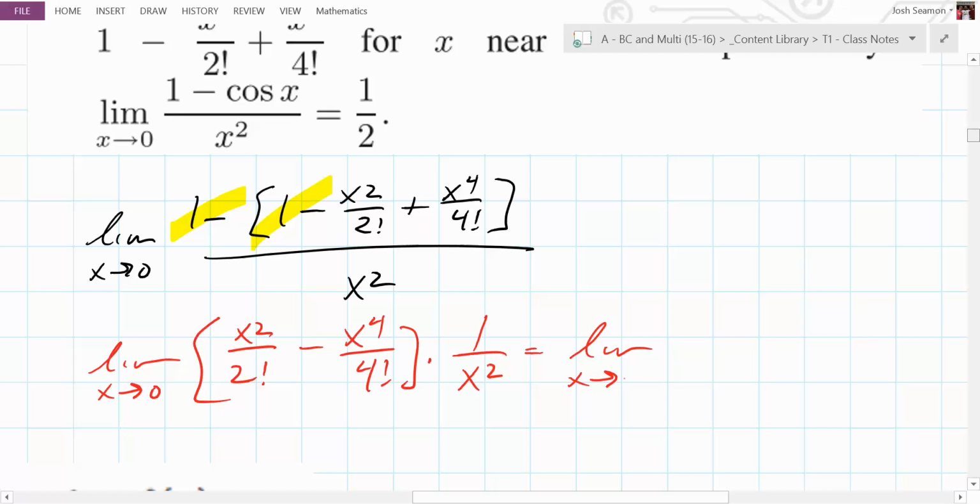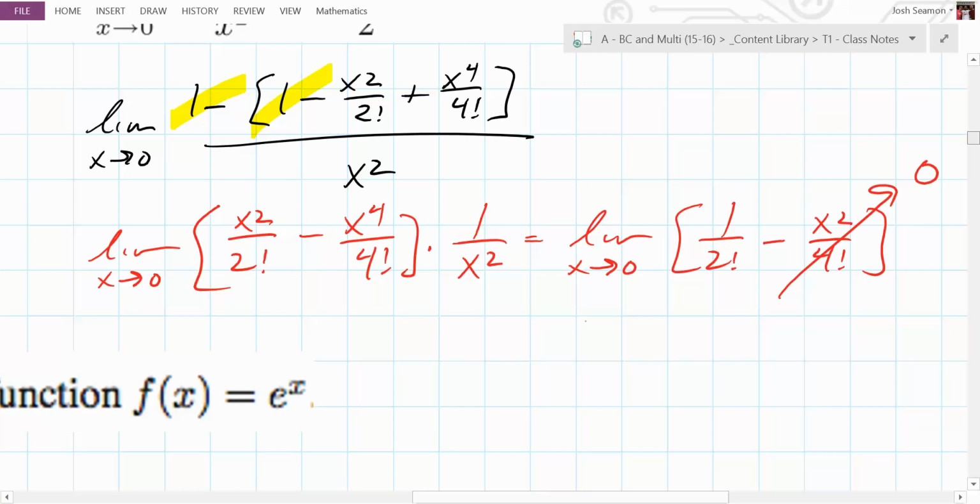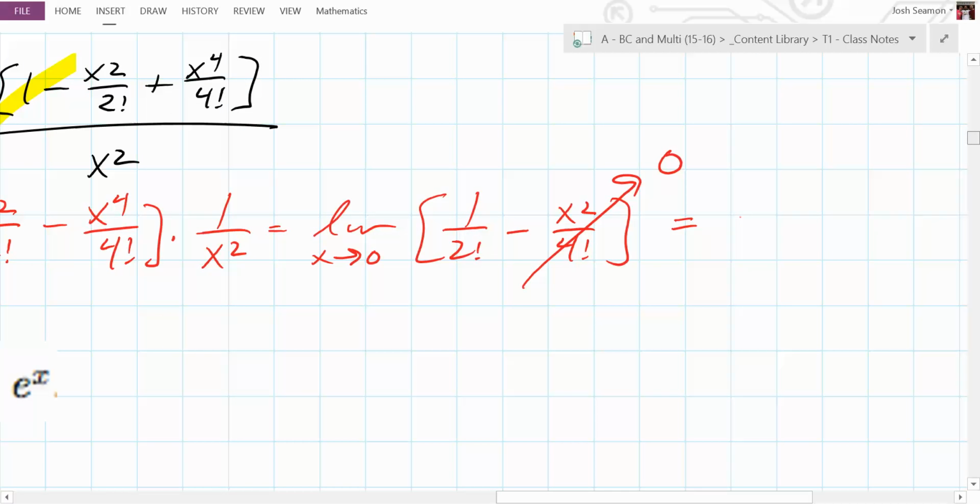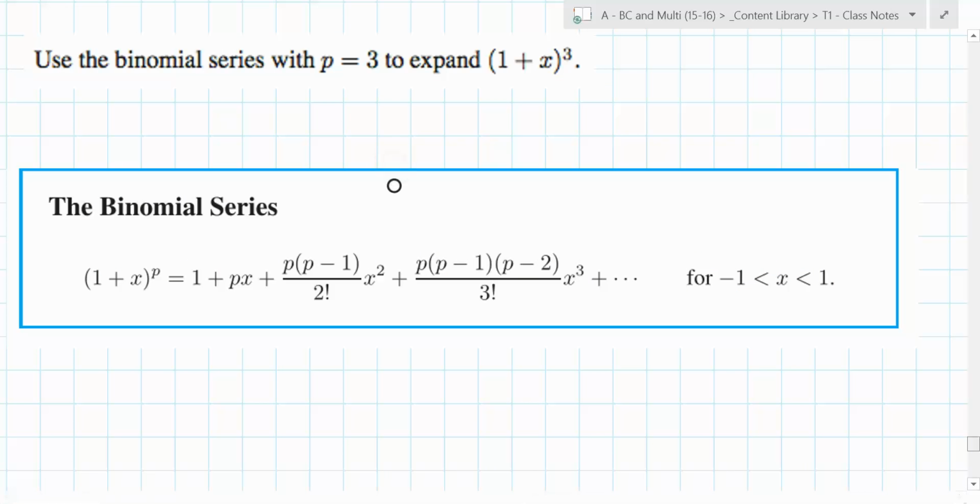So what does it turn into? 1 over 2 factorial minus what over 4 factorial. Well, that's going to go to 0, leaving you with 1 over 2. Voila. You're literally just looking at these first terms right here.